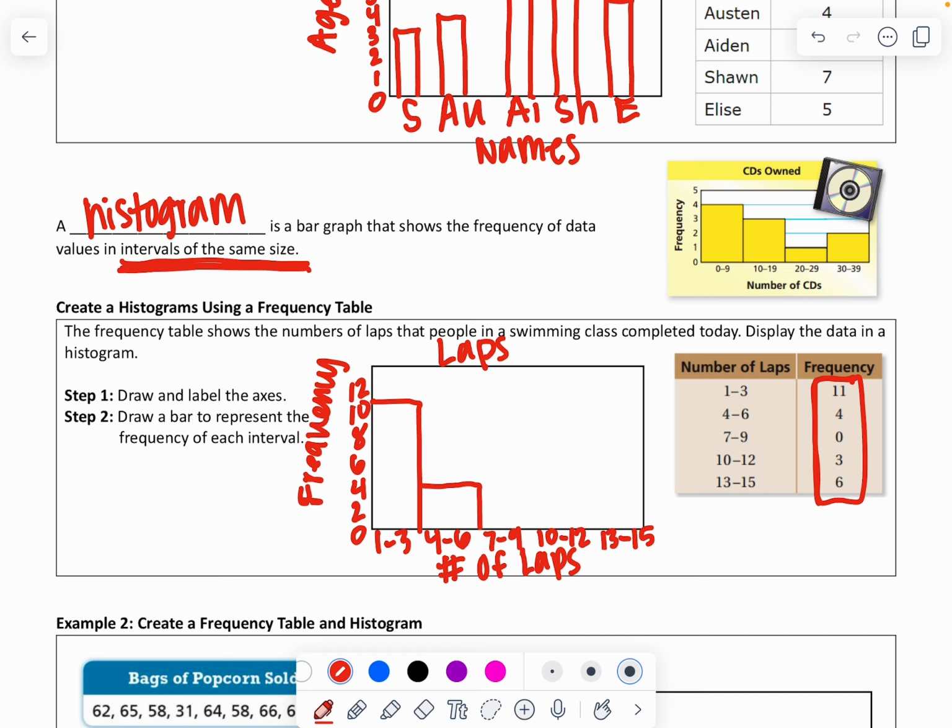And then 10 to 12, there's 3 of them, so that needs to go a little bit below the 4 to 6. And then 13 to 15, there's 6 of them, so it needs to go up to 6, so it would look like that. And that's our histogram.